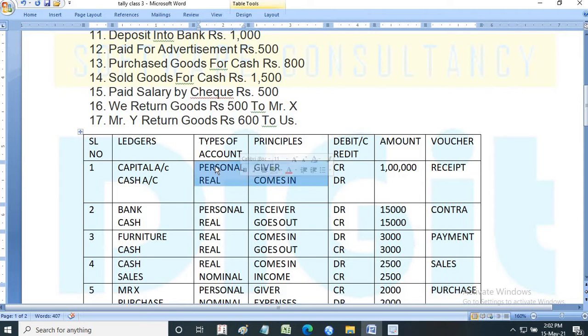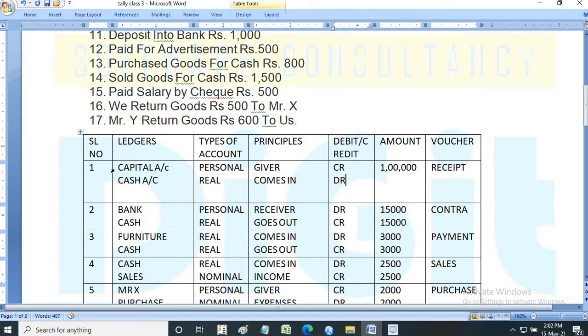Now you see the businessman who started his business, and you remember that we always see our business from the business point of view, not from the businessman's point of view. So from business point of view, the businessman is the giver, he is giving the money to start the business, so he will be a giver here. This capital account will be giver, and real account, this cash is comes in, because from business point of view, the businessman has given the money and it is coming to our business, so it will be comes in. In principle we will find it as comes in, and as per the rule, giver will be credit and comes in will be debit. That's how one ledger becomes debit or credit.